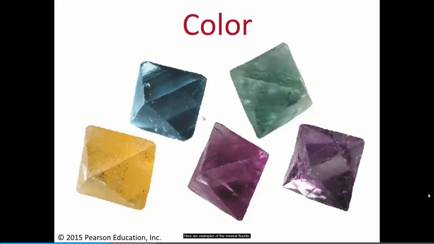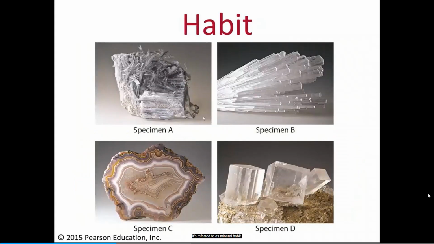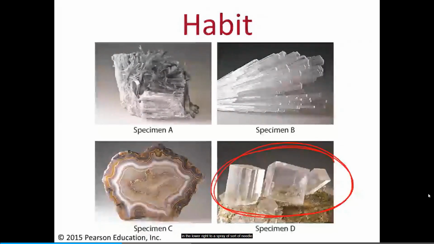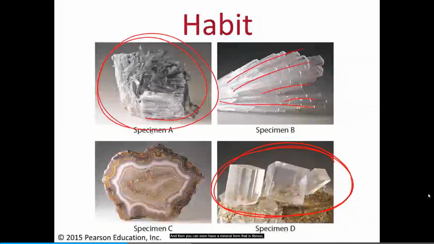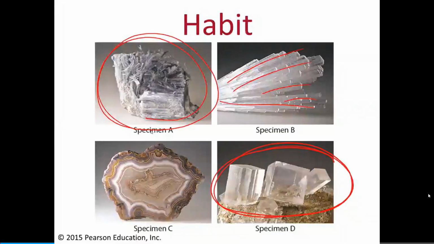Here are examples of the mineral fluorite. You can see that there are a bunch of different colors. One thing you'll notice that they all have in common, though, is they have a similar shape. So that shape is something that is more important. It's referred to as mineral habit. And so some examples of mineral habits are illustrated here on the screen. You can see there's a large variety of different habits, from a cubic sort of shape like you see down here in the lower right, to a spray of sort of needle-like mineral crystals. And then you can even have a mineral form that is fibrous, and we call that asbestos.